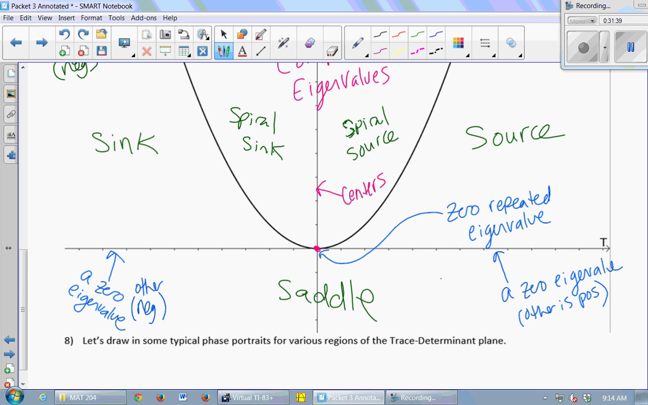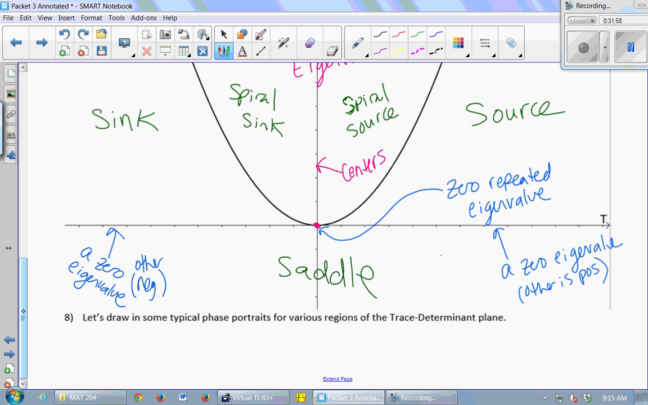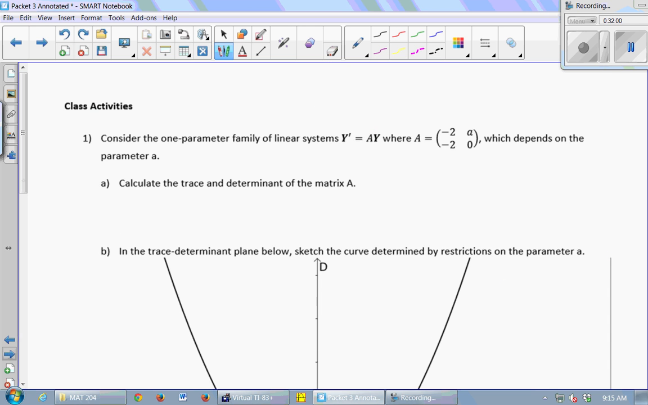So this is just a classification scheme. If you calculate the trace and the determinant of a 2x2 matrix, you can determine where in this picture your trace and determinant falls, and then you would immediately know what kind of system you're looking at. That's it.